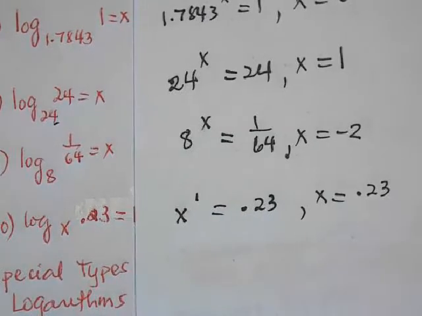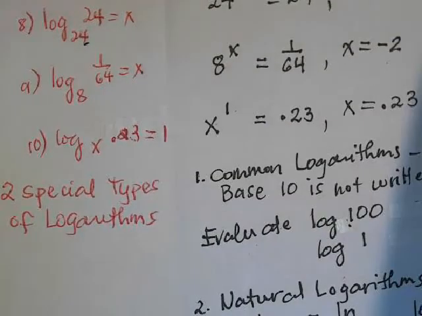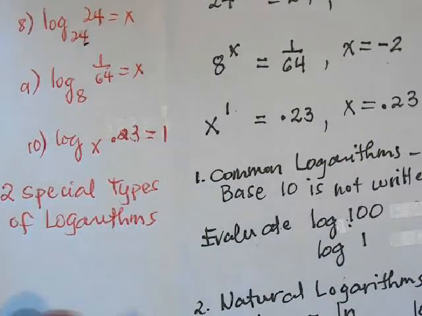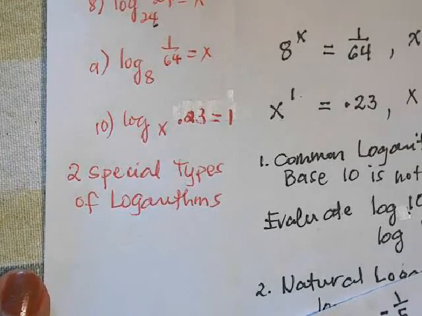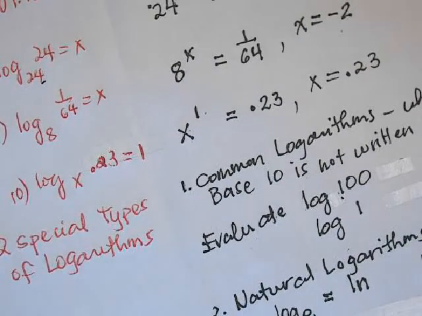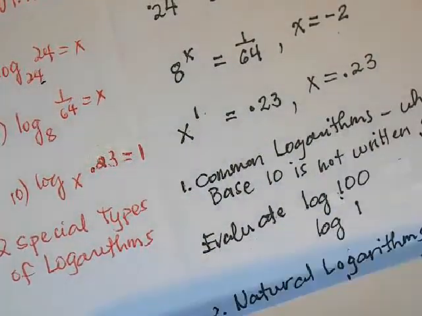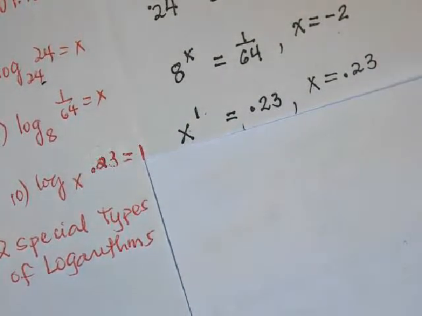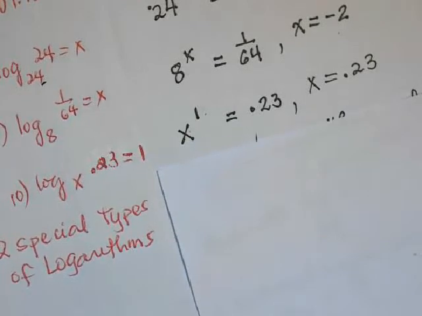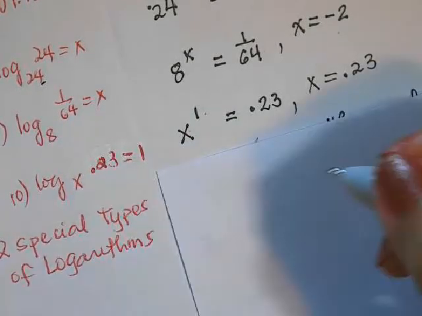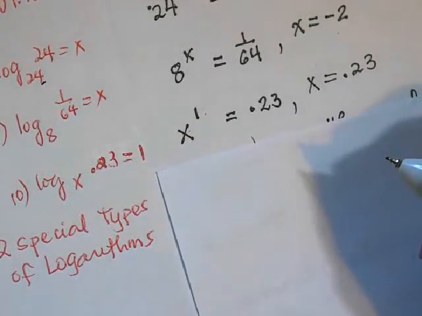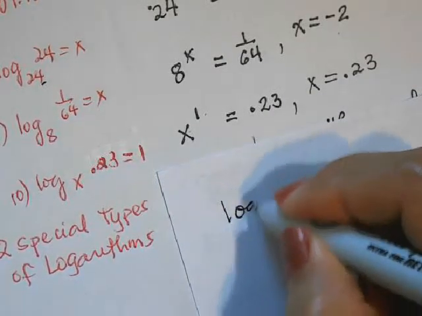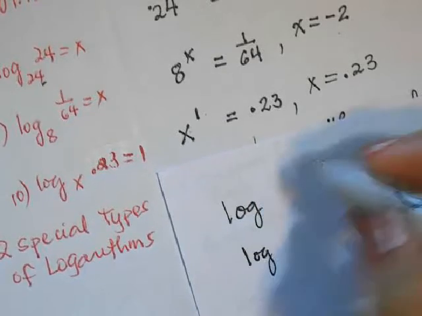Okay, so let's go. I hope you got 10 over 10 with that one. I hope you're getting a better understanding of logs. So let's study the two special types of logarithms. In examples 1 to 10, you keep on seeing whole numbers or fractions, let's say rational numbers. But you could also see any number as the base.